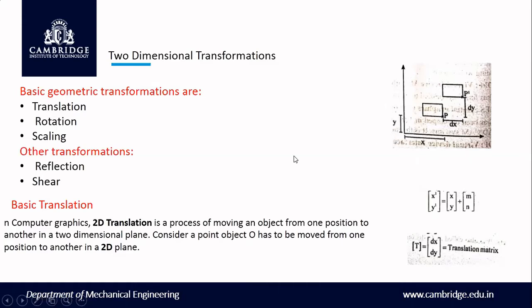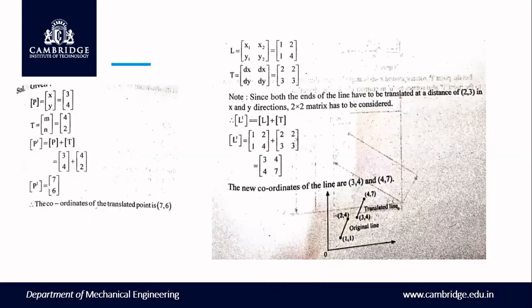Now what is translation? 2D translation is a process of moving an object from one position to another in a two-dimensional plane. Consider an object O that has to be moved from one position to another in a 2D plane. This is called translation. And then we have a basic problem.